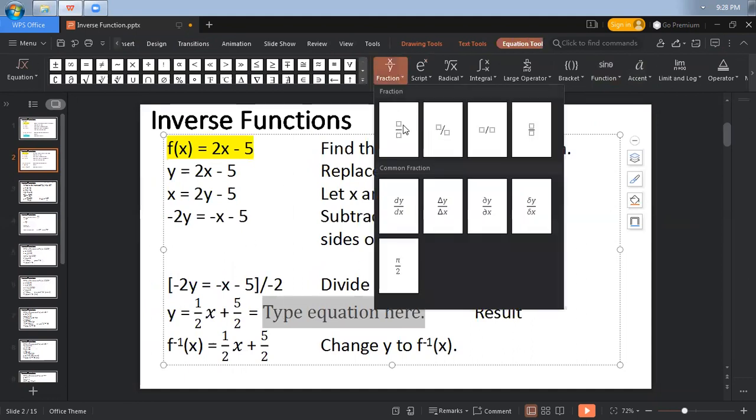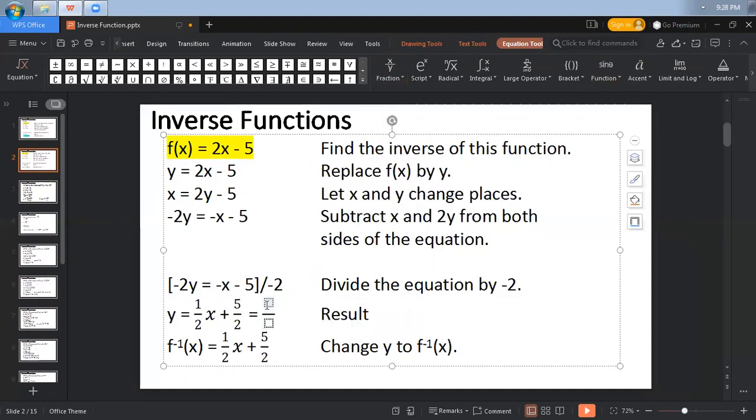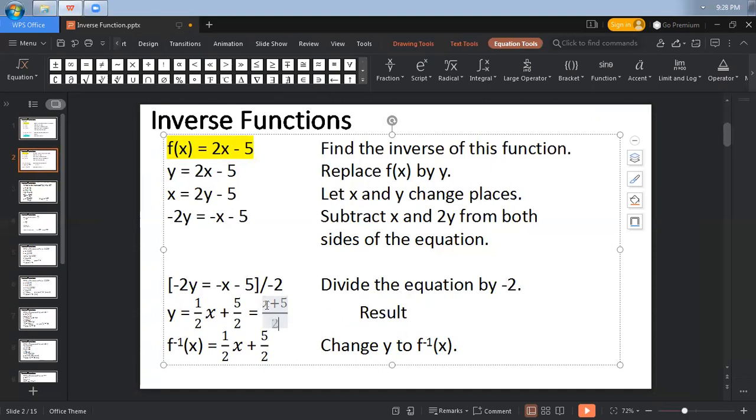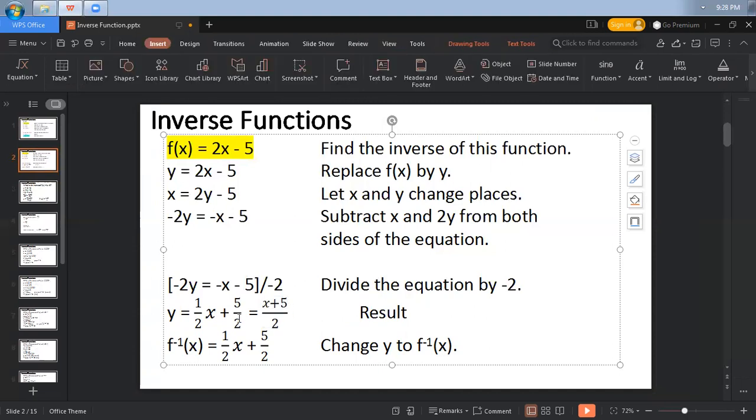So, fraction, wherein the x and 5 are together at the top, and then the 2 is here in the denominator. So, okay lang po yan. So, y is equal to 1/2 x plus 5 over 2, or y is equal to x plus 5 over 2. Now, yan po yung result. So, hindi pa yun yung final answer.